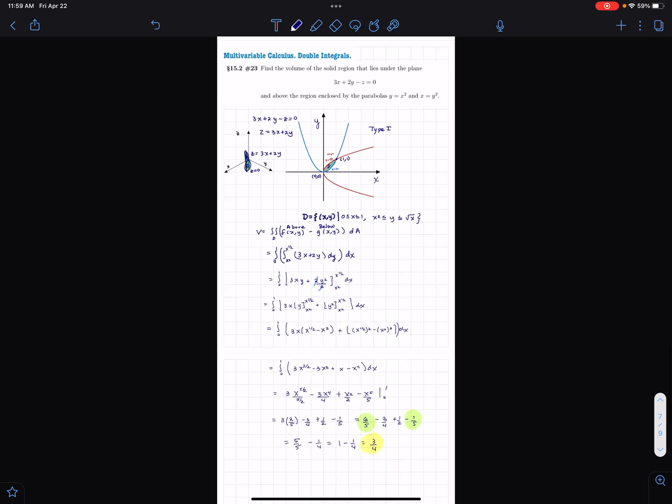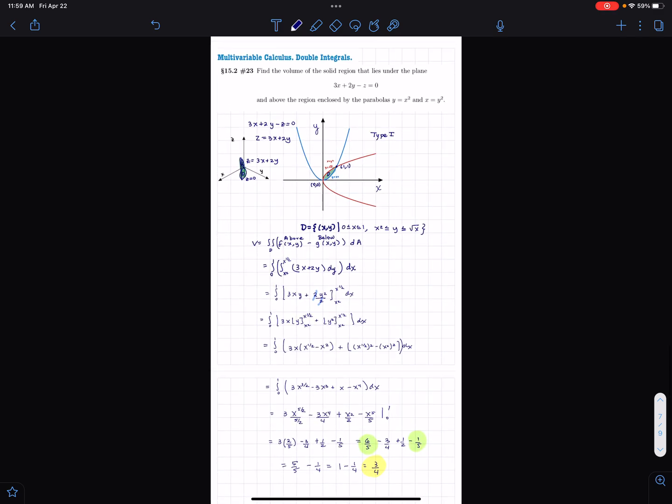Okay, that's multivariable calculus. It takes a lot of concentration. It's good for the brain. I've heard people say that. Okay, that's all.